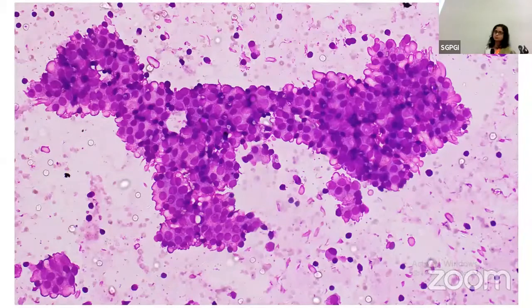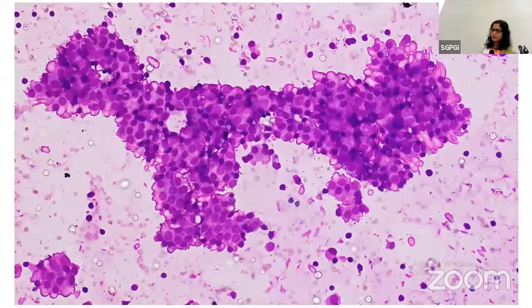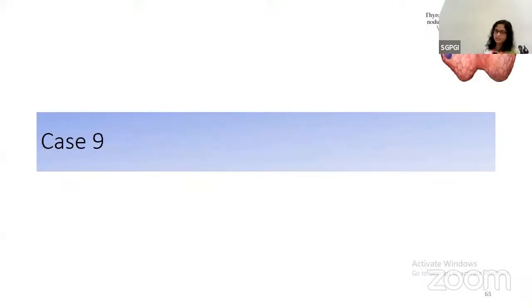This is category 2. I called it category 2. Yeah, there are some lymphocytes in the background. Actually, they can be confused with follicular cell nuclei. Well, this was not my focus. This also turned out to be macrofollicular PTC on histopathology. I'll come to the discussion.